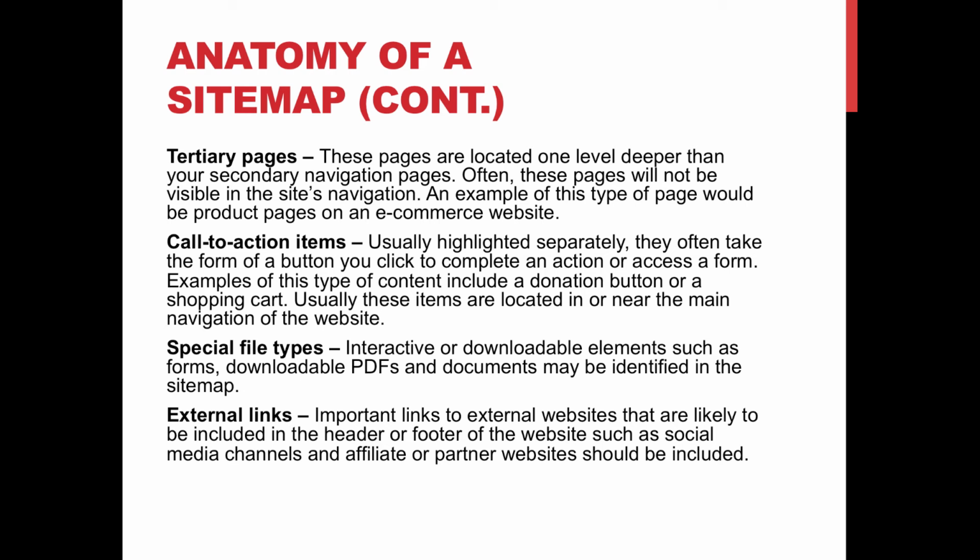Call to action items are usually highlighted separately. They often take the form of a button that you click to complete an action. Examples of this would include a donation button or a shopping cart. Usually these items are located in or near the main navigation of the website. Special file types, interactive or downloadable elements such as forms, downloadable PDFs, and documents may be identified in a sitemap. And then external links. Important links to external websites are likely to be included in the header or footer of the website, such as social media channels and affiliate partner websites, and should be included.